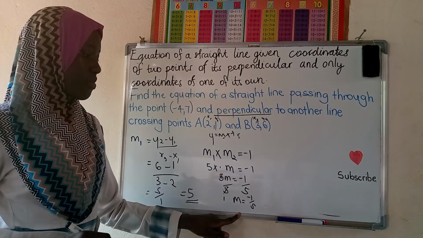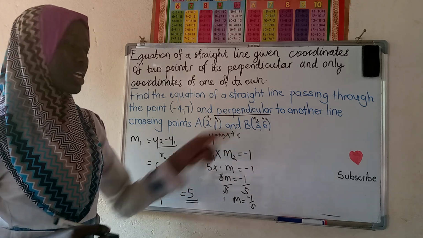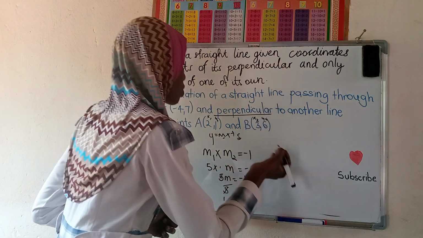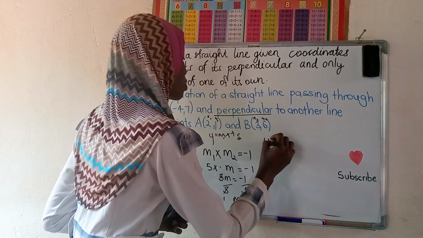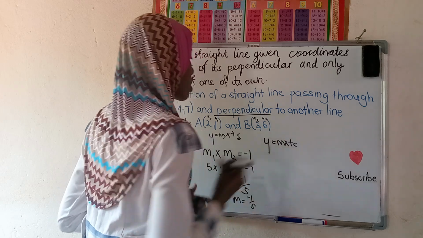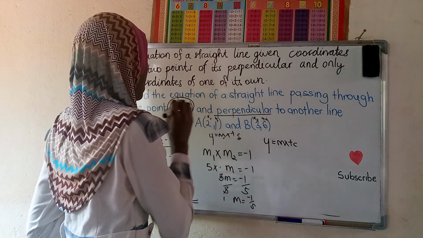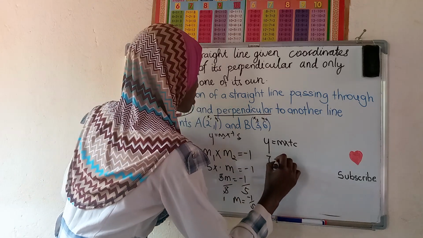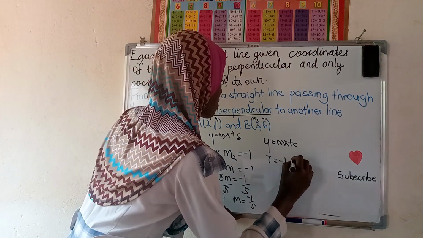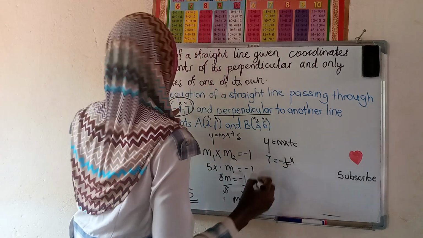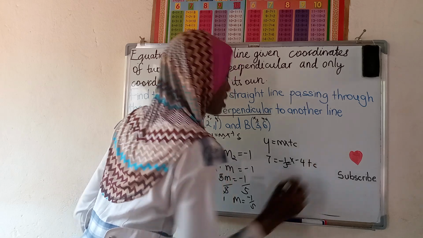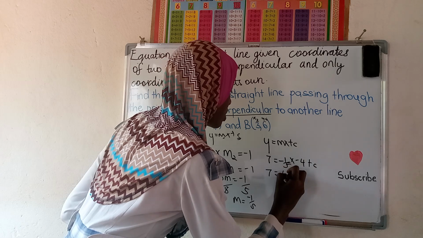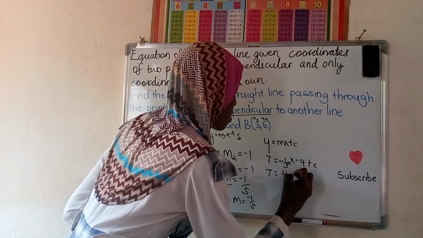After getting -1/5 as our gradient, now we want to find our y-intercept, which is our c. So we shall say y is equal to mx plus c. We're now going to use the point of the line that we have. This is x and that is y. Our y, 7, is equal to -1/5 times our x, which is -4, plus c, which we do not know. So 7 is equal to, a negative times a negative gives us a positive, 4 over 5 plus c.